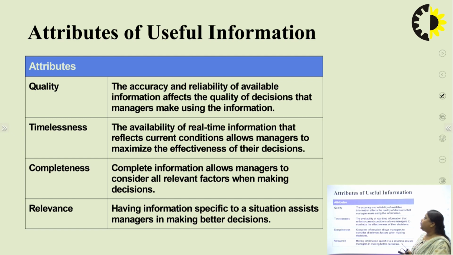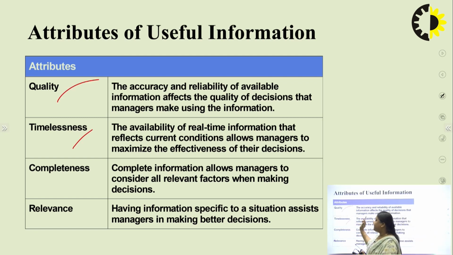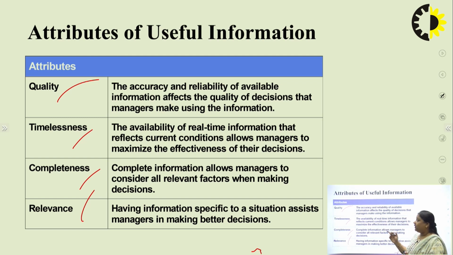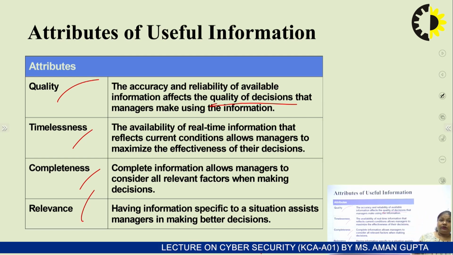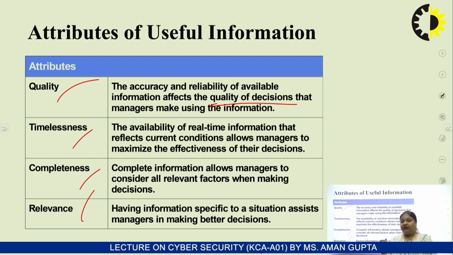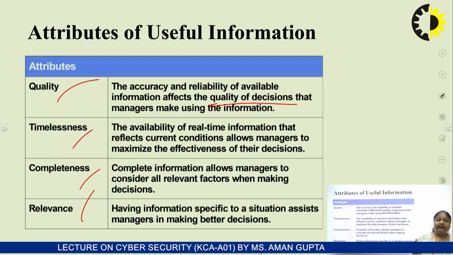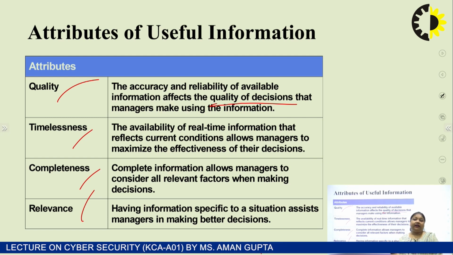Now, what are the attributes of useful information? There are certain attributes of useful information. These are quality, timeliness, completeness, and relevance. So, first of all, what is quality? It is the accuracy of the information, how accurate the information is that we get through the information system. It affects the quality of decisions that managers make using the information. So, the accuracy of the information is very important for making any decisions in any organization.